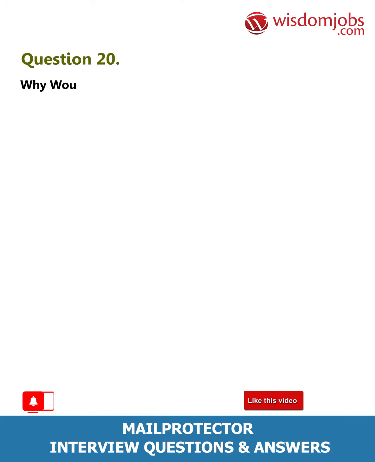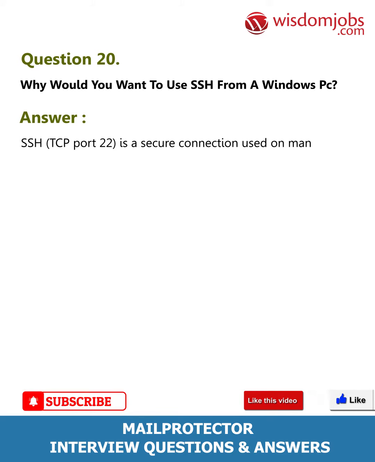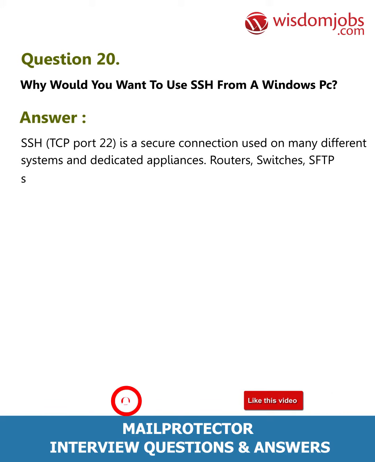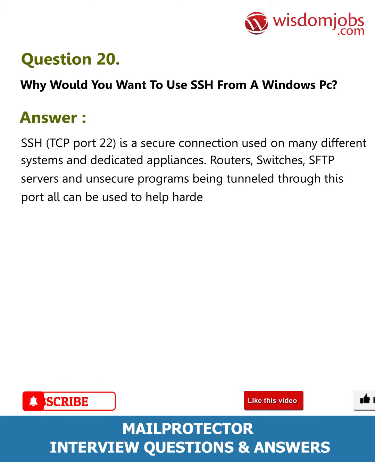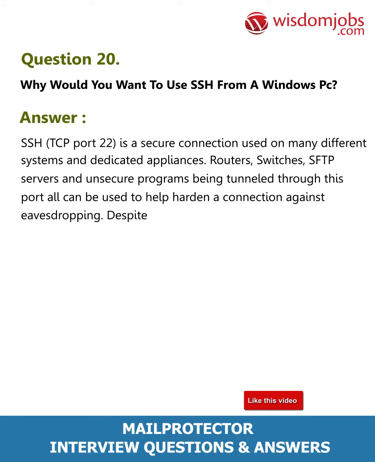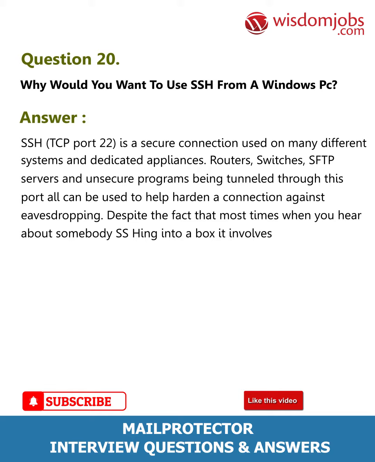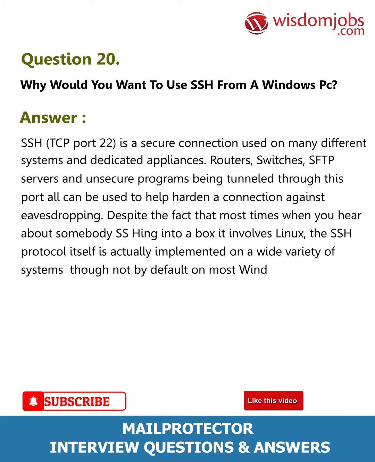Question 20. Why would you want to use SSH from a Windows PC? Answer. SSH TCP port 22 is a secure connection used on many different systems and dedicated appliances. Routers, switches, SFTP servers and unsecure programs being tunneled through this port all can be used to help harden a connection against eavesdropping. Despite the fact that most times when you hear about somebody SSHing into a box, it involves Linux, the SSH protocol itself is actually implemented on a wide variety of systems though not by default on most Windows systems. Programs like PuTTY.